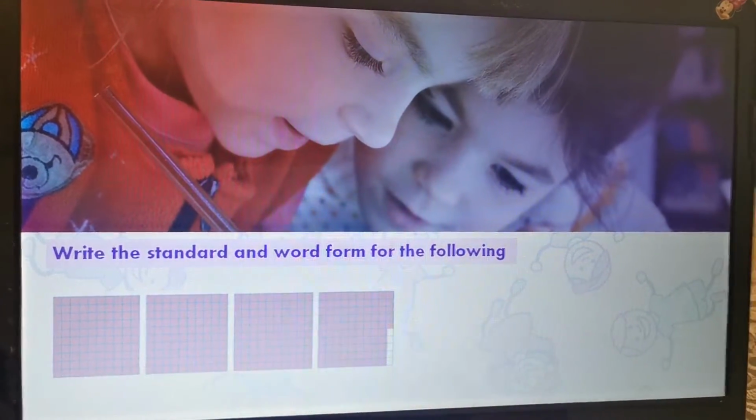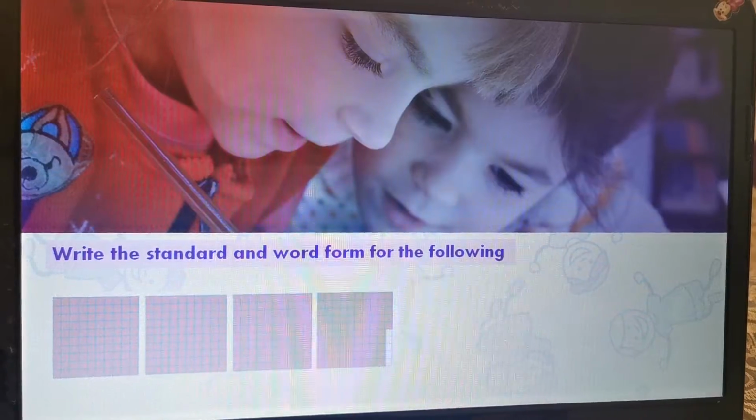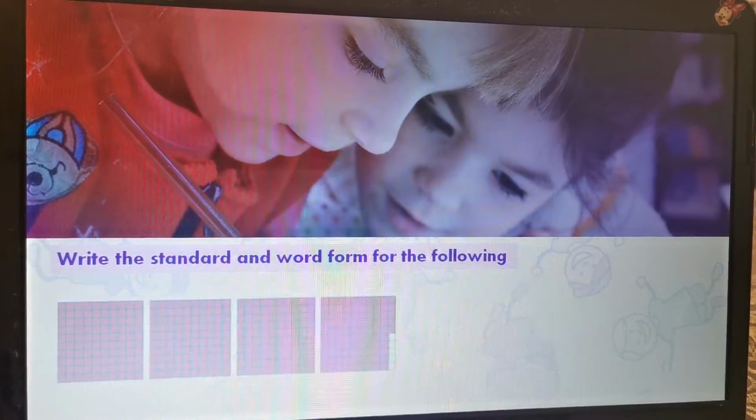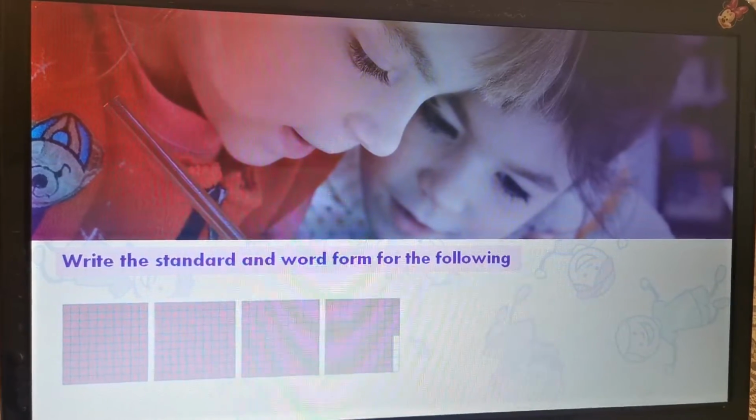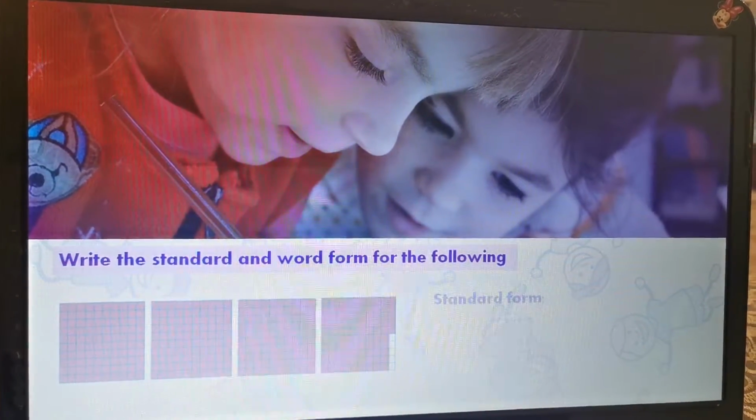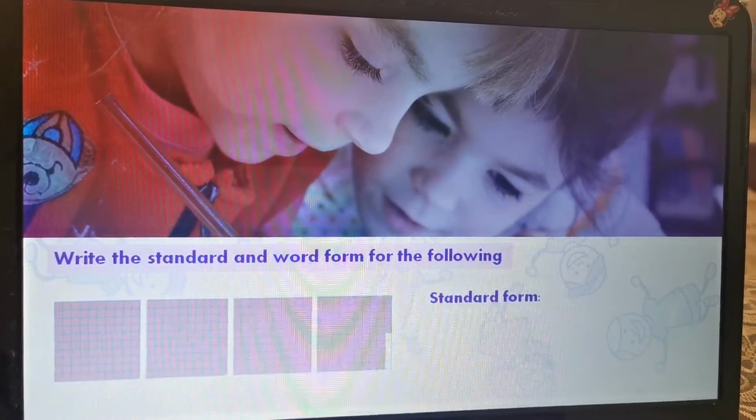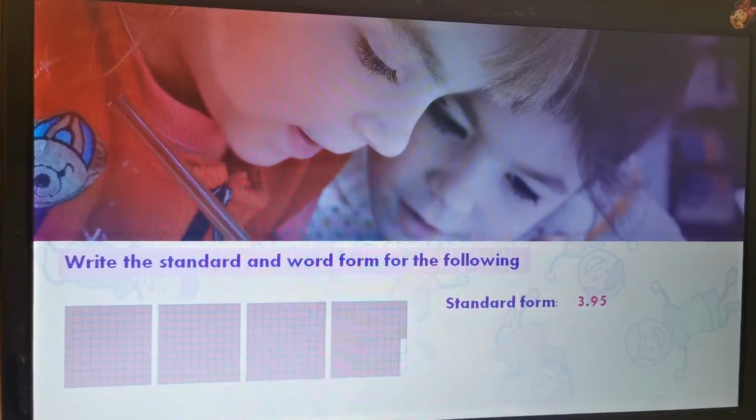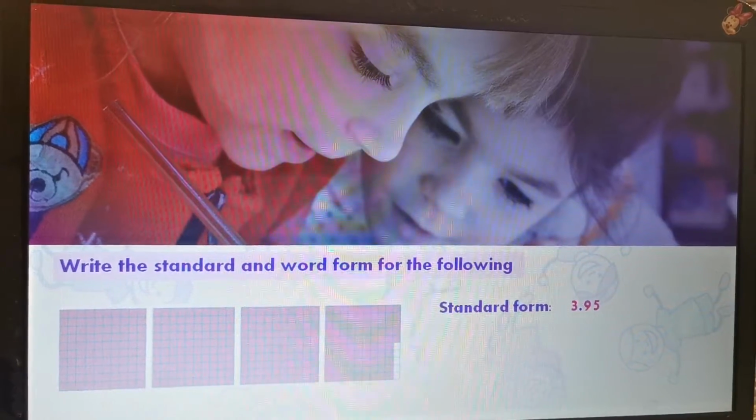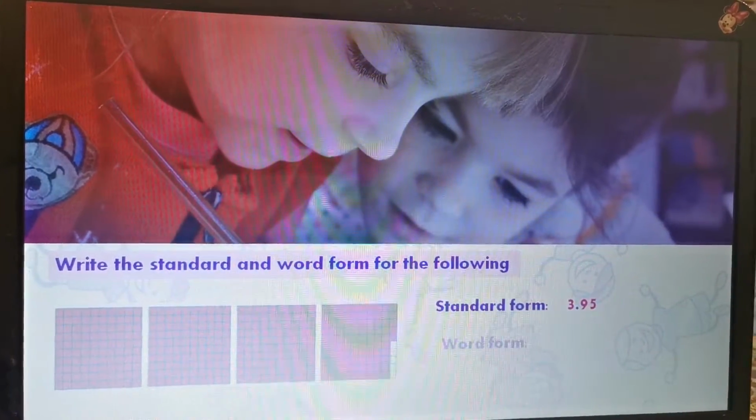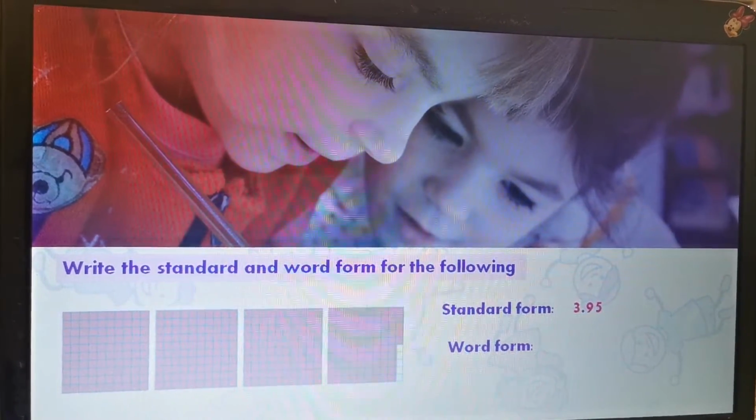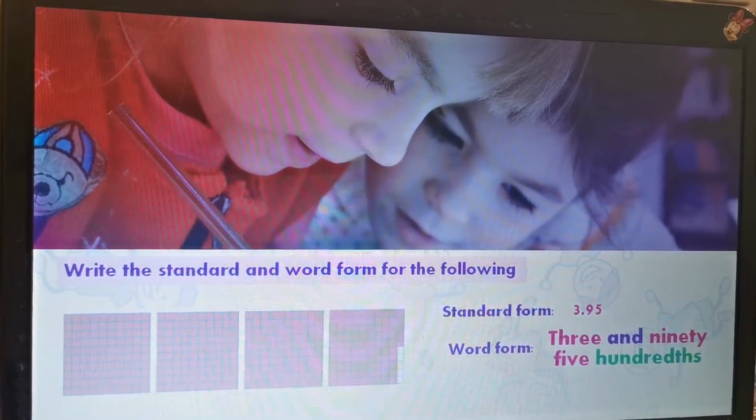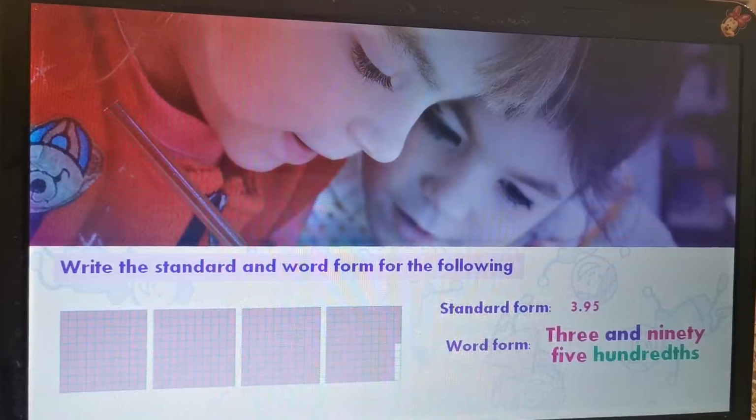Who wants to try to do this? Excellent. We have 3 as a whole and we have 95. How do we write it in standard form? 3 decimal point 95. Now try to read it. Excellent. 3 and 95 hundredths.